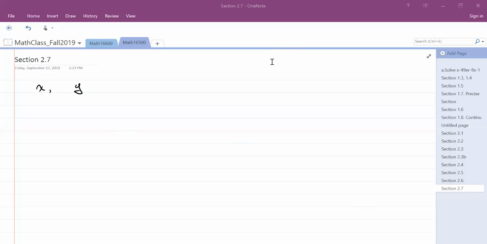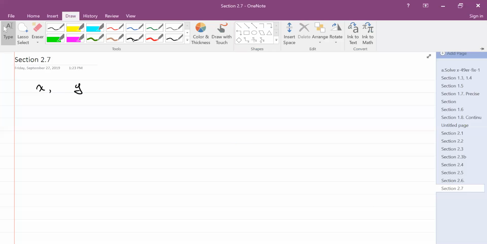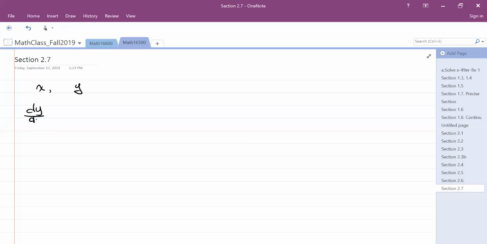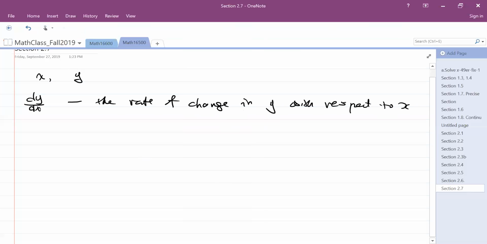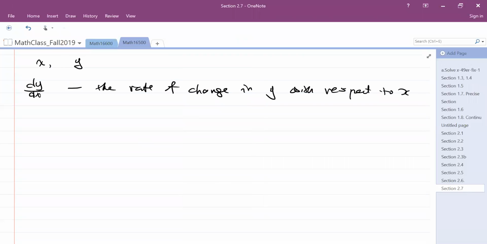So the meaning of the derivative, this is just the rate of change in y with respect to x. Why is this a rate of change in y with respect to x? Well, you can think about this.